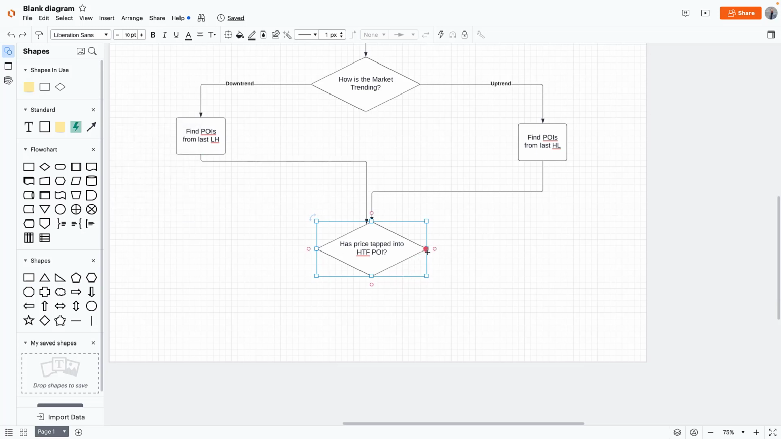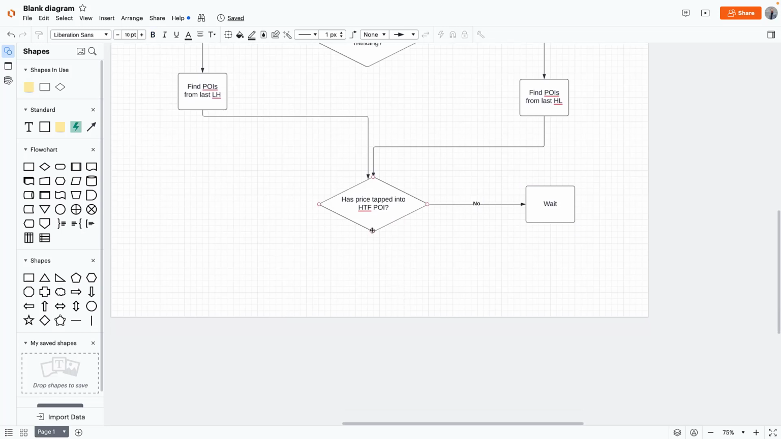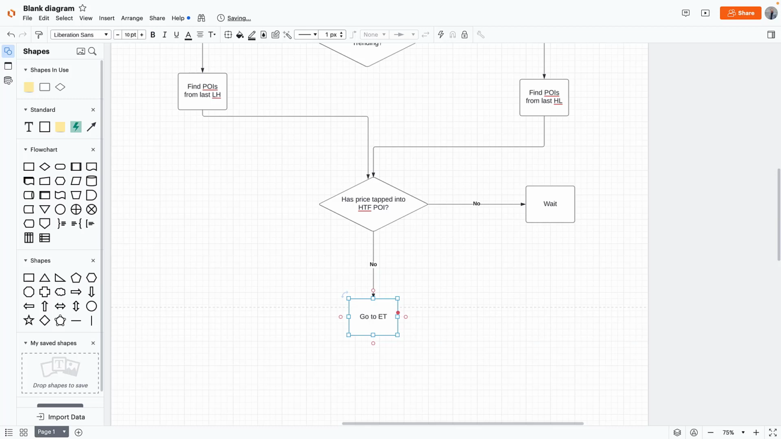So this is where I like to do this. I'm actually going to change this into a no. And this is where we're going to wait. If price hasn't tapped in, then I don't want to do anything. I just want to wait. But if price does, then I want to go to the entry time frame.